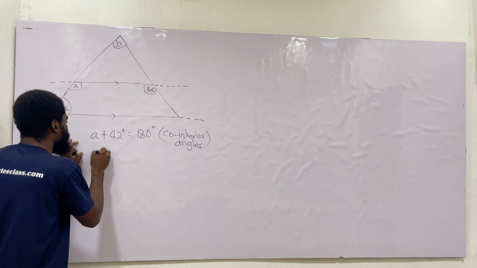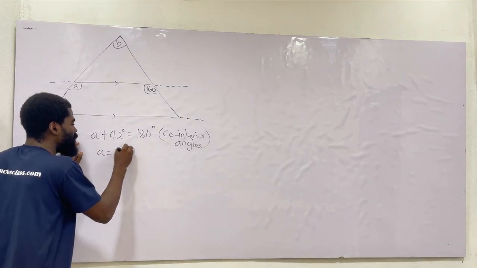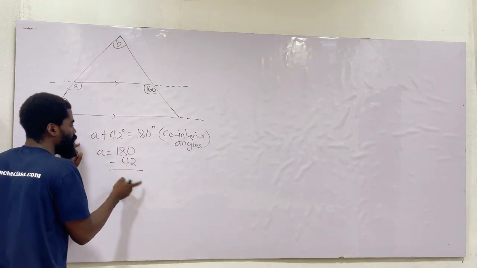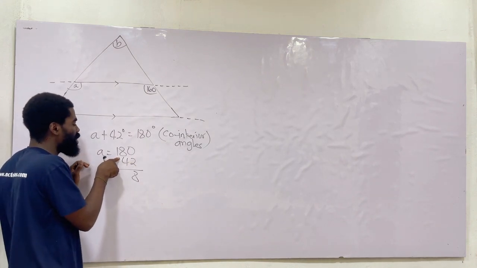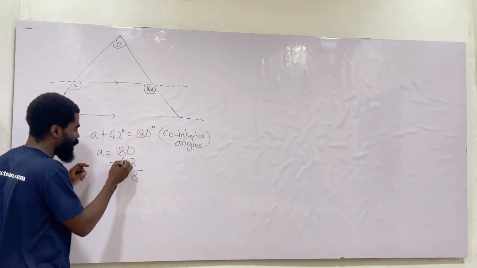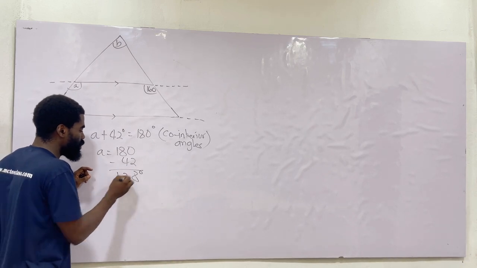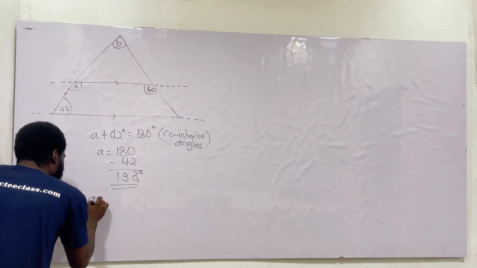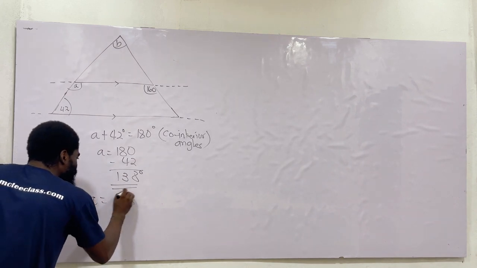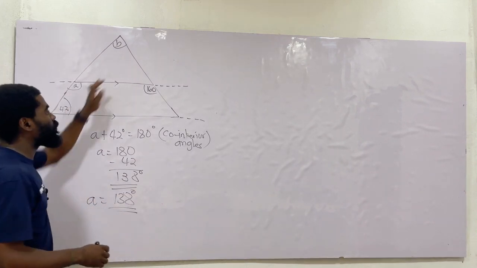Okay, so let's go. So A gives me 180 minus 42. I borrow, I get 10, subtract, I get 8. Then now I have 7 here. From that, I get 3, then 1. So A equals 138 degrees. So I found A. My A equals 138 degrees. Good. Now to find B.